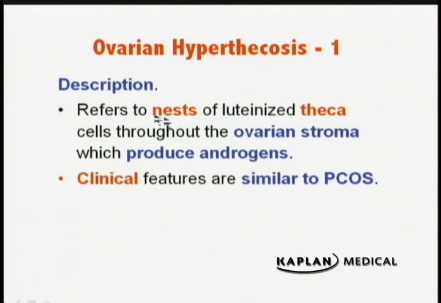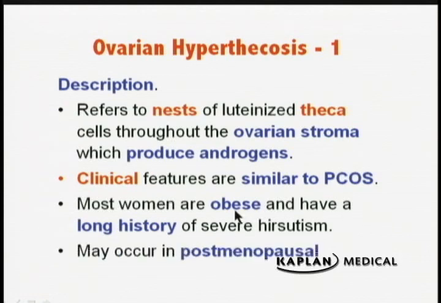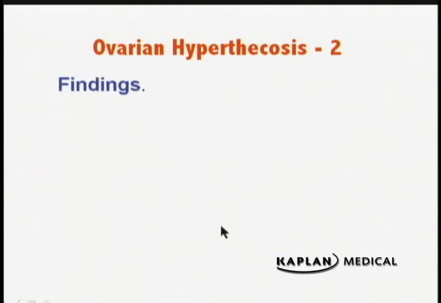The clinical features are similar to polycystic ovarian syndrome, only even exaggerated or worse. Many of these women are obese. They have a long history of severe hirsutism, and it may even be virilization. What is interesting is this can be found in postmenopausal women. And you may have heard of the bearded old lady. This is probably what she's got, is ovarian hyperthecosis.